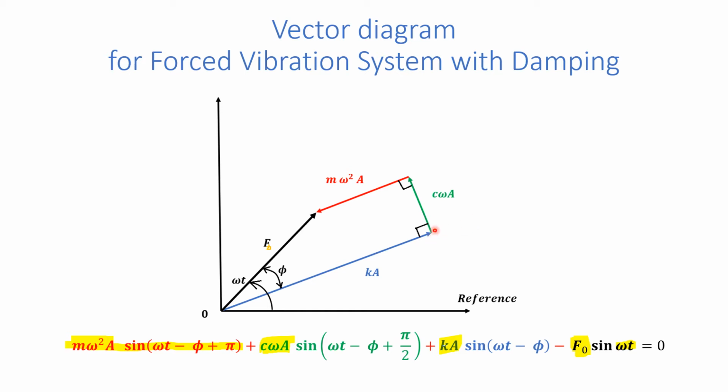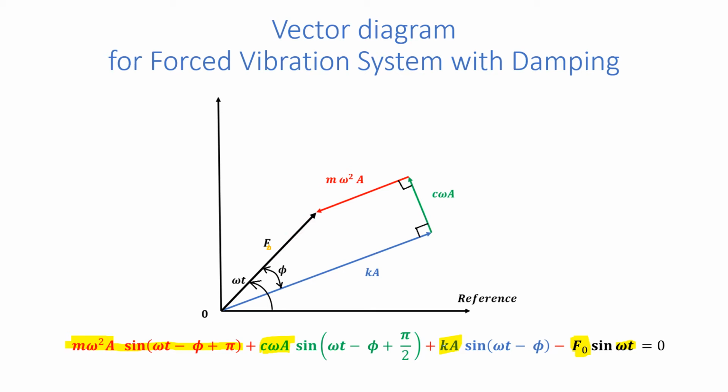So it is advancing, means at 90 degree, and amplitude is c omega a. Then inertia force is advancing the spring force by pi, means it is opposing it. So it is in opposite direction, again 90 by 90 degree, and amplitude m omega square a. So the resultant of spring, damping and inertia force is equal to the external excitation.